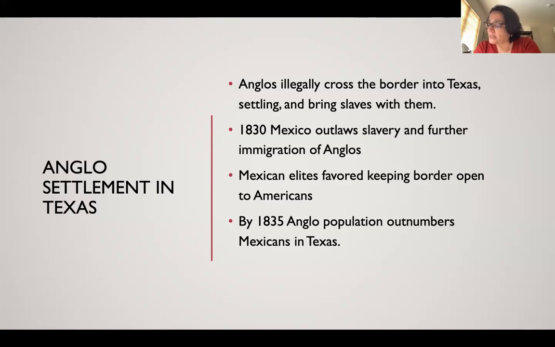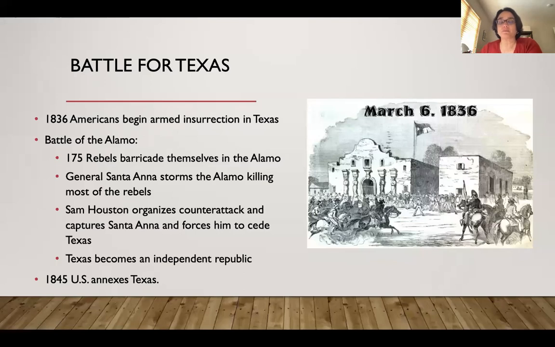Realizing that Anglo settlement in Texas was a threat to Mexico, the Mexican government outlawed slavery and further immigration of Anglos in 1830. However, the Mexican elite were against this and favored keeping an open border because they saw economic opportunity in creating business collaborations with Americans. Nonetheless, Anglos continued to move into Texas illegally, and by 1835, they outnumbered the Mexican population.